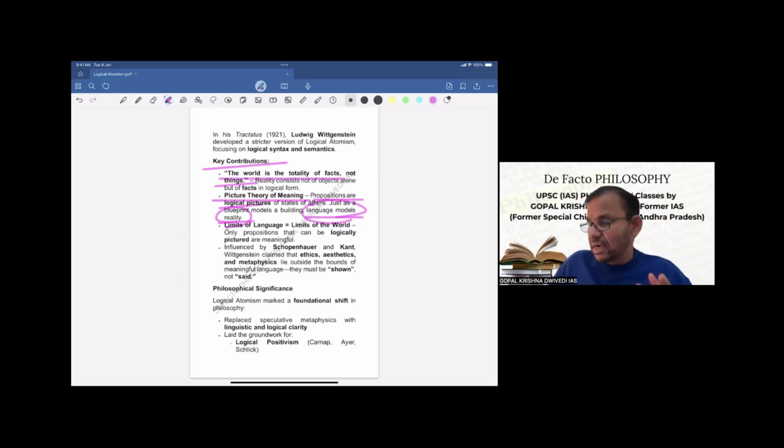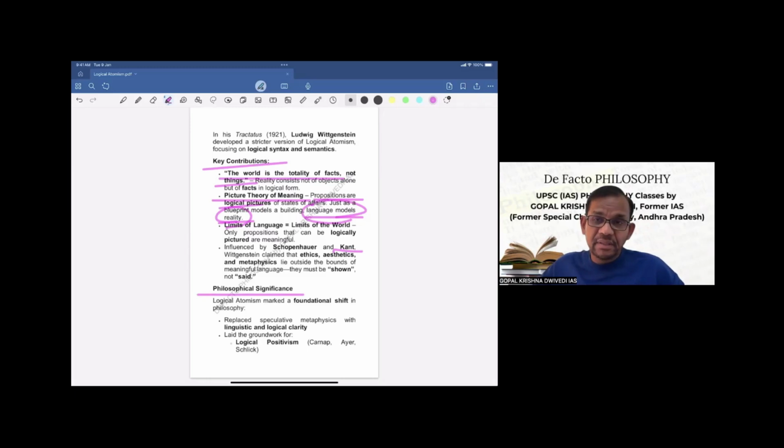You may remember that Kant has given the theory of phenomena and noumena. So for Kant, metaphysics, aesthetics, etc., all lie in the noumena and beyond the reach of human beings. The same thing Wittgenstein also came out with. Now, what is the philosophical significance of this theory? Let us try to understand that.